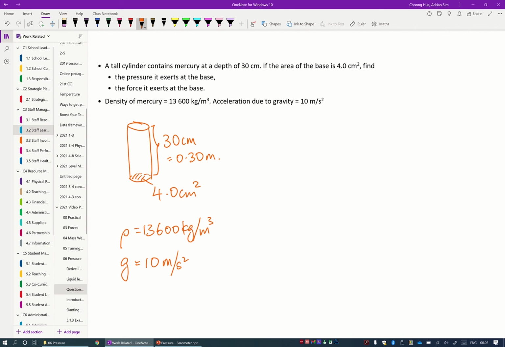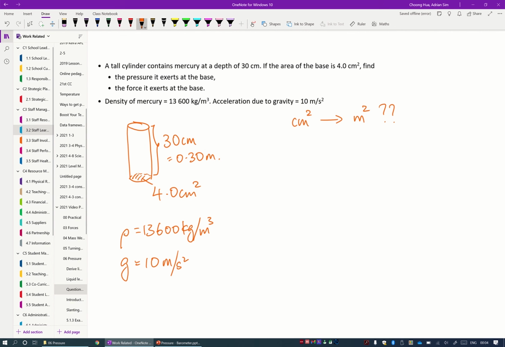Now, all our variables are expressed in SI unit except for base area. So how are we going to convert the base area to the SI unit? That means we need to convert cm square to meter square. How are we going to do it? Now, it's very reckless of some students. They will just try to remember whether it's times 10 to the power of 4 or times 10 to the power of minus 4. You don't have to do that. Save your brain juice for more important things.